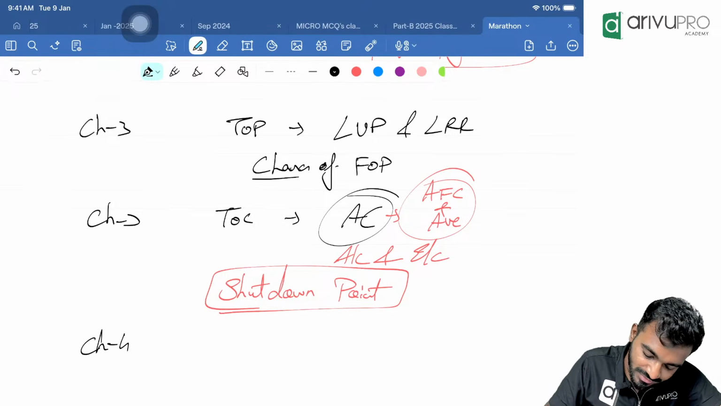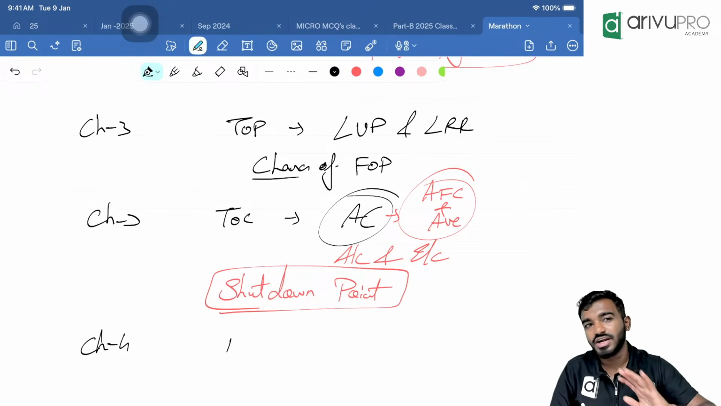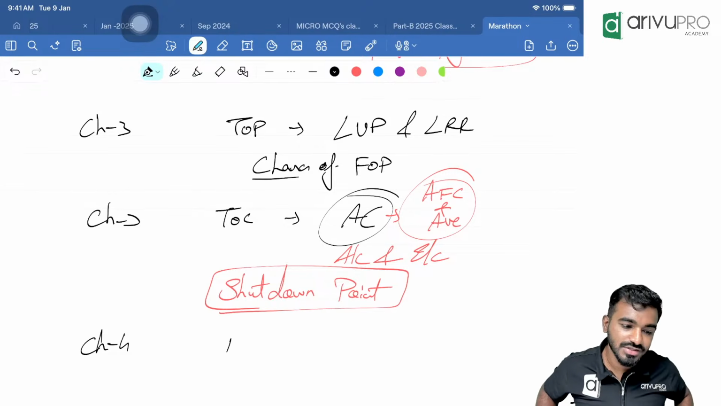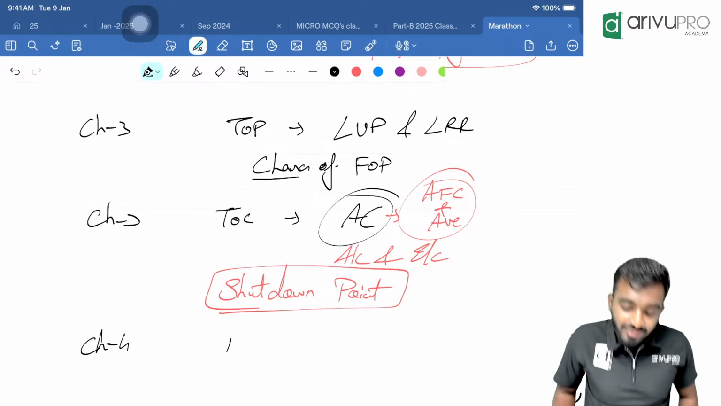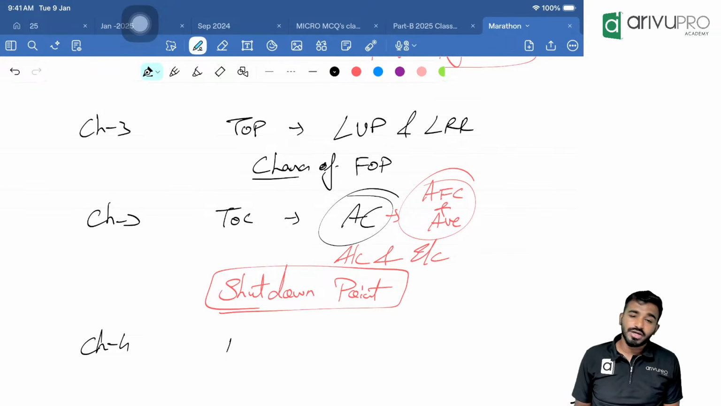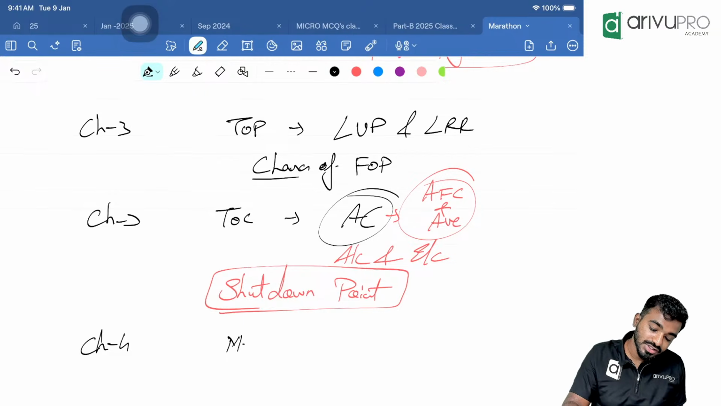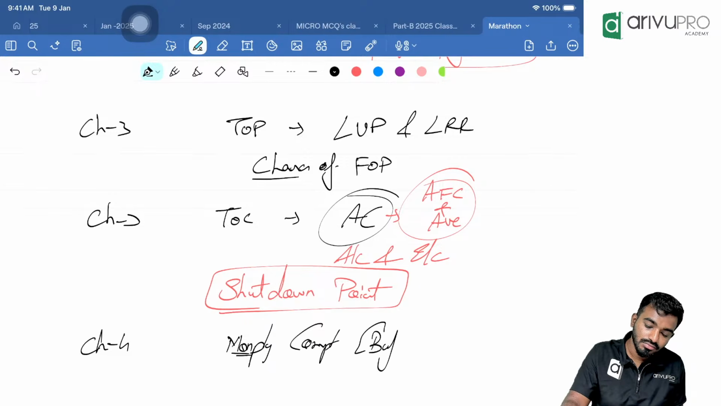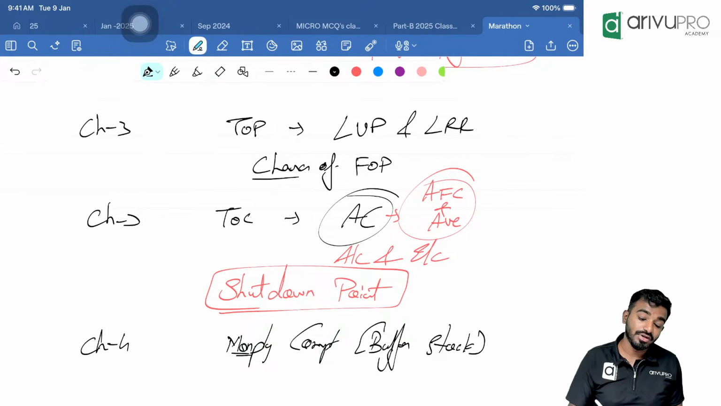And next, chapter 4. In that, scoring is very much easy. Perfect competition, all 4 types of market, characteristic features, logic, perfect, monopoly, and most repeated questions will be types of oligopoly and buffer stock concept, monopolistic competition, buffer stock concept.